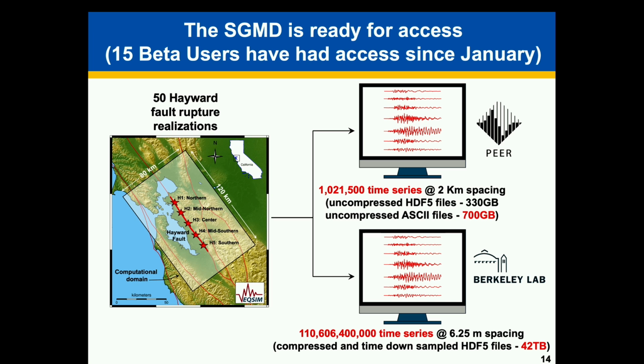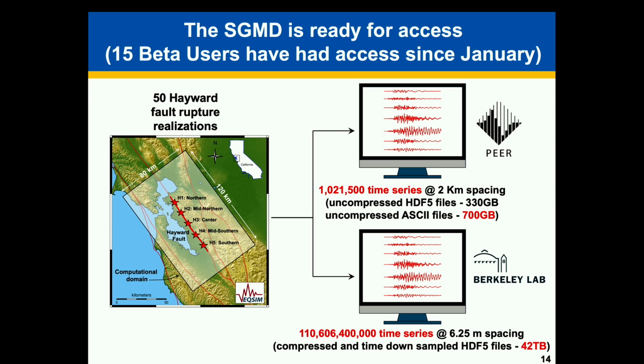The 50 realizations at PEER already on their server. We have over 1 million time series from those 50 realizations, at 2 kilometer spacing, and that's about 700 gigabytes of data in ASCII format. They like to deliver ASCII format. That is backed up in our simulations by very, very large data sets at Berkeley Lab that we'll use in the future, we think, and I'll mention this and show you how.